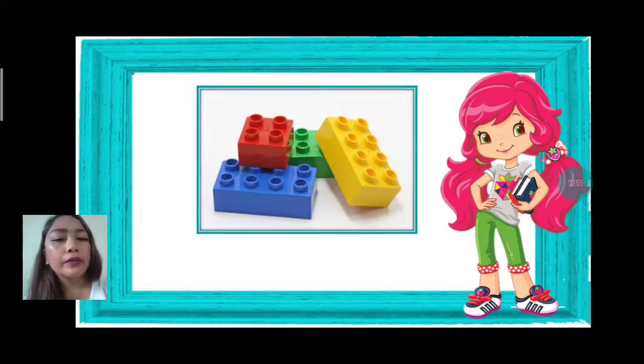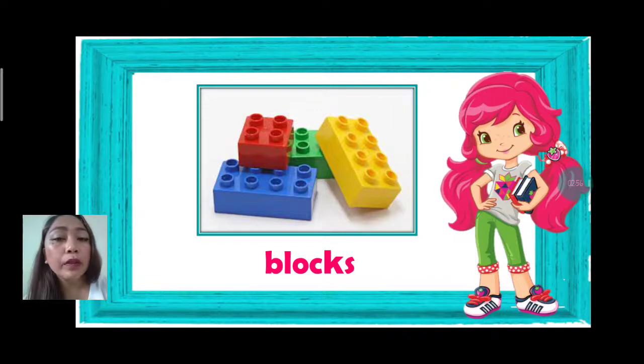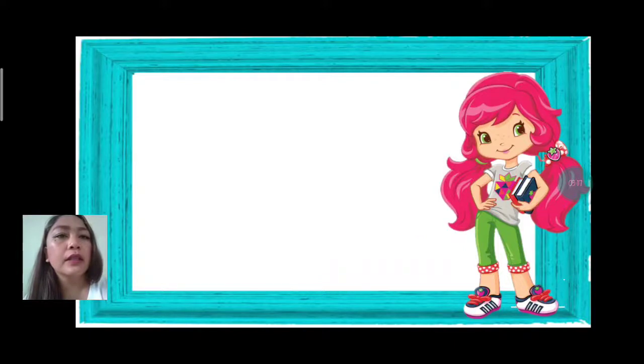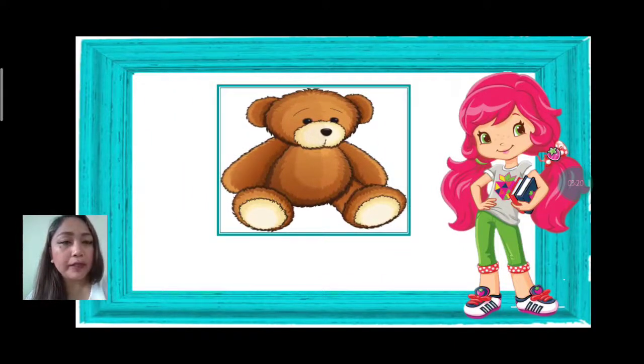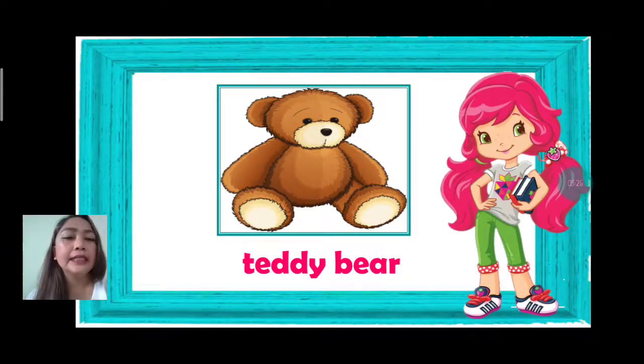For our vocabulary, the first one we have is blocks. Blocks. Let's spell: B-L-O-C-K-S. Blocks. Blocks is an example of non-absorbent materials. Again, blocks is non-absorbent. Next we have teddy bear. Teddy bear. Let's spell: T-E-D-D-Y B-E-A-R. Teddy bear. Teddy bear is an absorbent material.